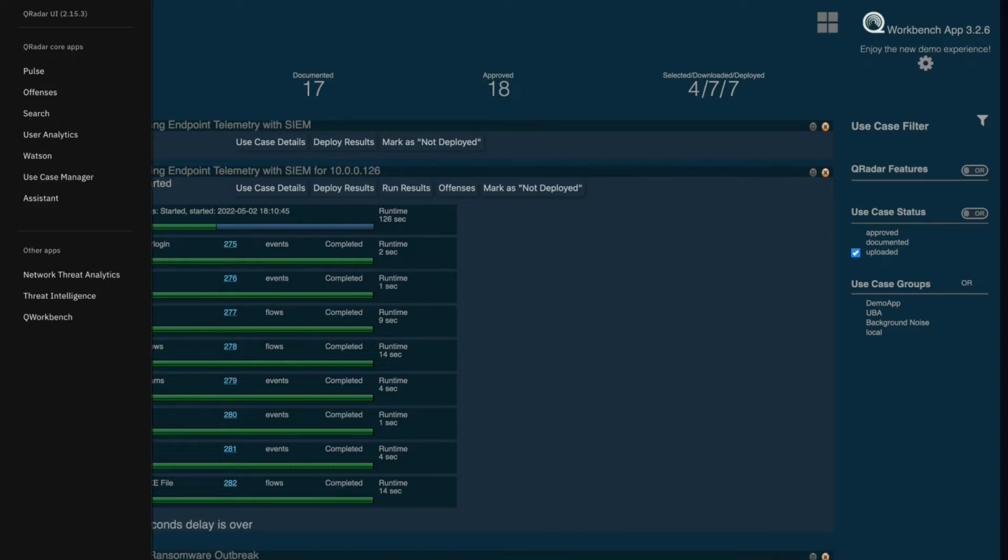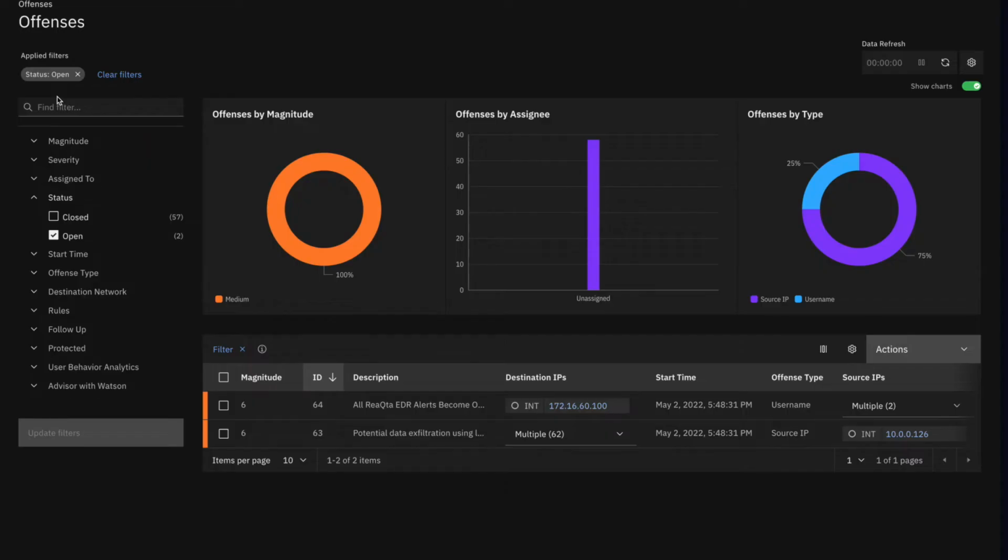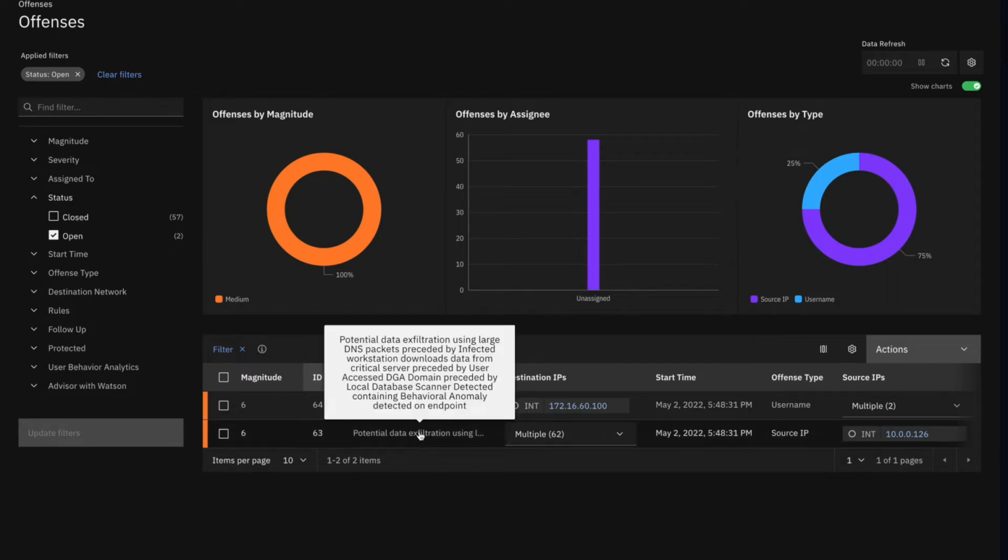So heading back into offenses, we're going to start to see how QRadar correlates different kinds of events and flows, chaining all of these events together to create one offense. So we see that here, where we previously saw just this behavioral anomaly detected on endpoint offense, I now see all the chaining of what I just ran in QWorkbench.